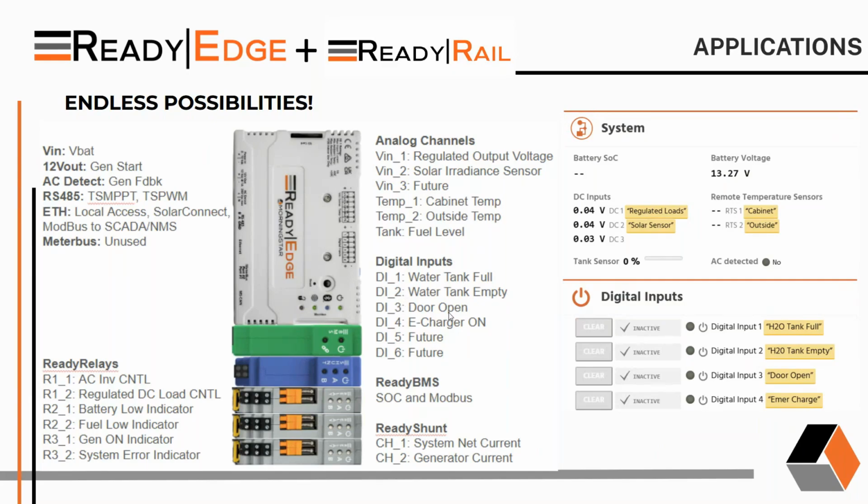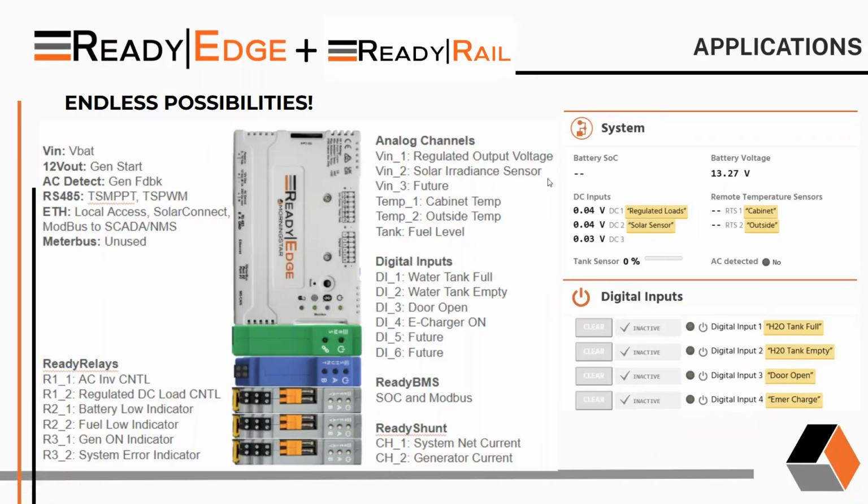Door open, if somebody's in your cabinet, you want to know. The status for if we're charging from the emergency or shore charging, and then we still have a couple DIs left to use. We have the Ready BMS for SoC, or maybe we're also talking to another SCADA system, so we're using some Modbus to get even more detailed battery information from the battery itself. The Ready Shunt we're going to do as a system net, and then also watch the generator current, and on and on. There are so many things you can do with this. We already talked about the Ready Relays as well in the last one.